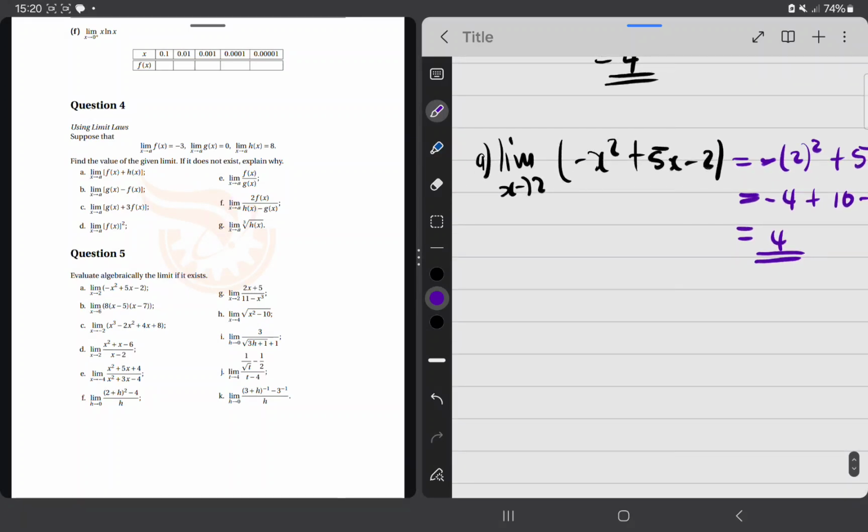Now we can do part B, which is going to be substitution again, because there's no fraction. It's obviously going to be substitution, the same as part C.